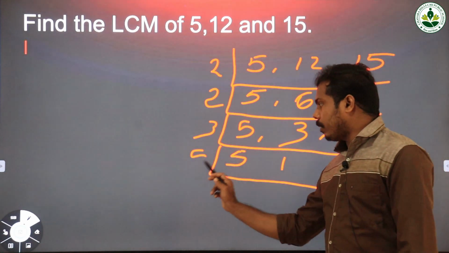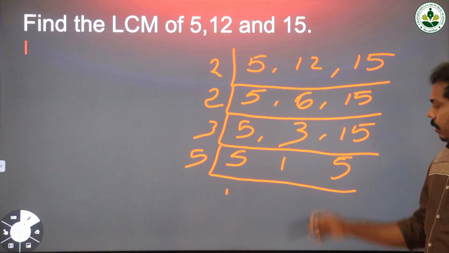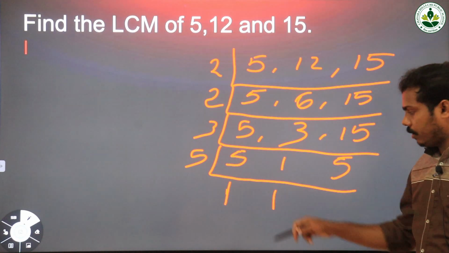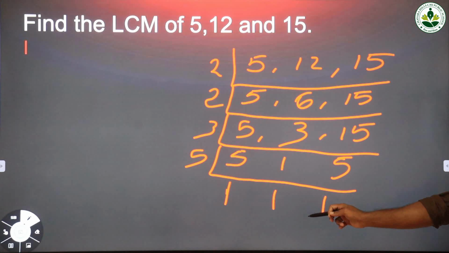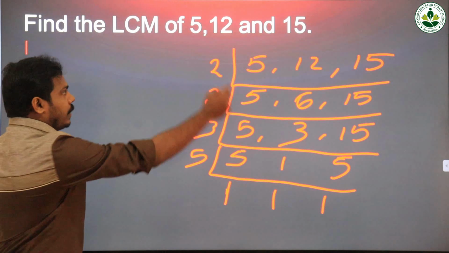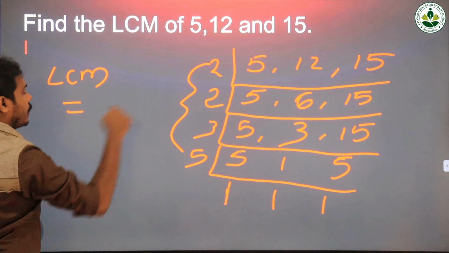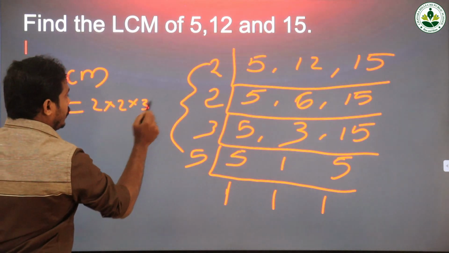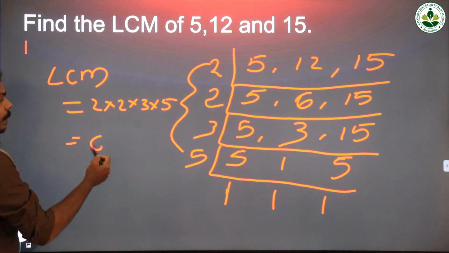Then we write the next prime number, 5. Is it possible to divide with 5? Yes. 5 divided by 5 is 1. Bring down the same digit 1. Then 5 divided by 5 is 1. Now we got all the digits 1. Now we can stop our division method. On the left side you can see some prime numbers. Find the product of these prime numbers. Now we get the LCM. LCM is equal to the product of these prime numbers: 2 into 2 into 3 into 5. 2 into 2 is 4. 4 into 3 is 12. 12 into 5 is 60.